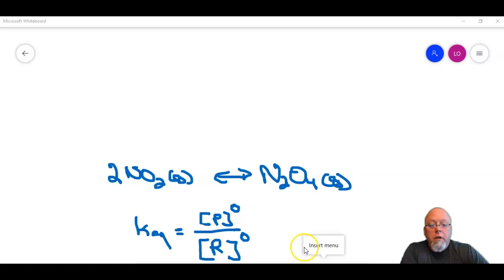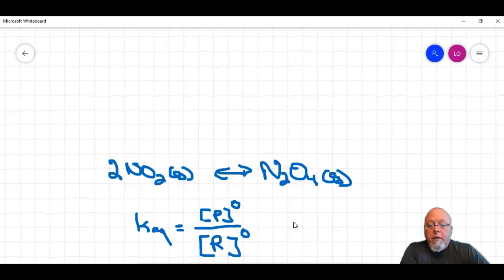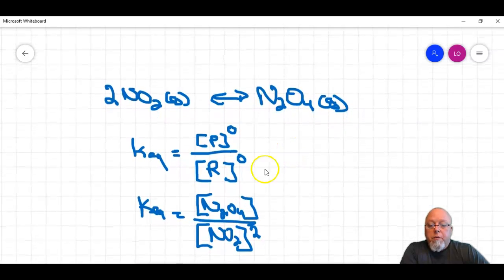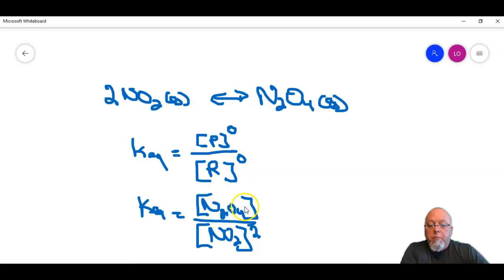So if we were to write the expression for this one, we would simply write KEQ is equal to the concentration of the products, which is N2O4, over the reactants, which is NO2. But the N2O4 has a coefficient of 1, so it's raised to 1, or we just don't write it. And NO2 has a coefficient of 2, so we'd raise it to the 2 power. So if I gave you those concentrations, you could tell me the other.